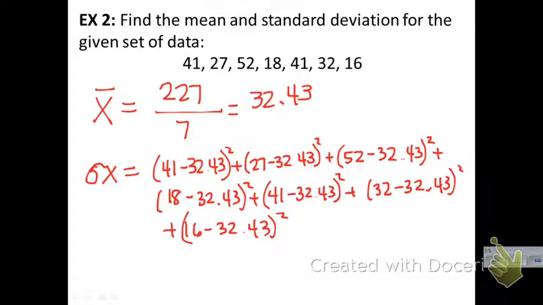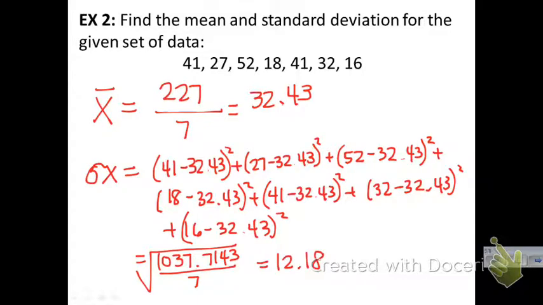Alright, so when I added these all up, I got 1037.7143, and then you're going to divide by the number that we have, which is 7, and then last take the square root. So when I did all this, I got 12.18, and this number is what we use to call the standard deviation.